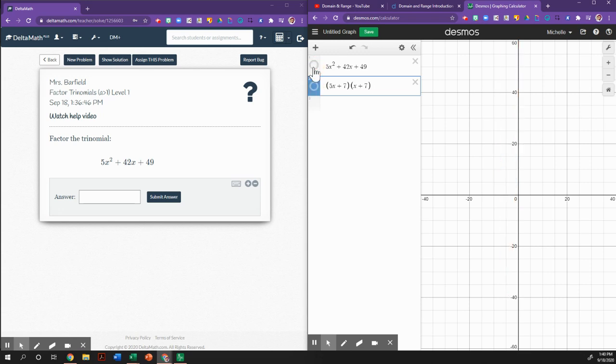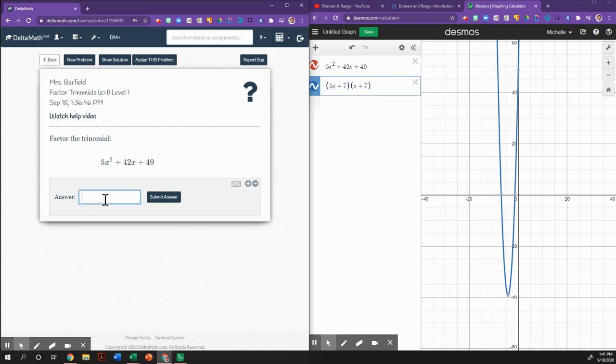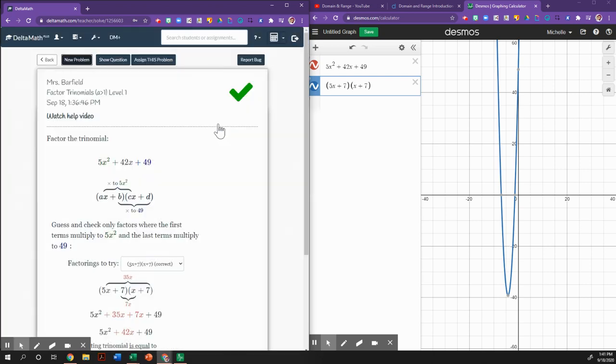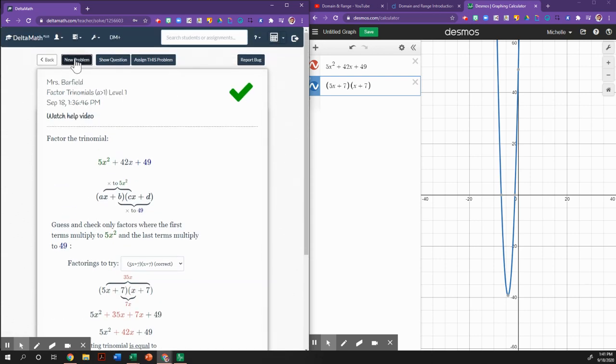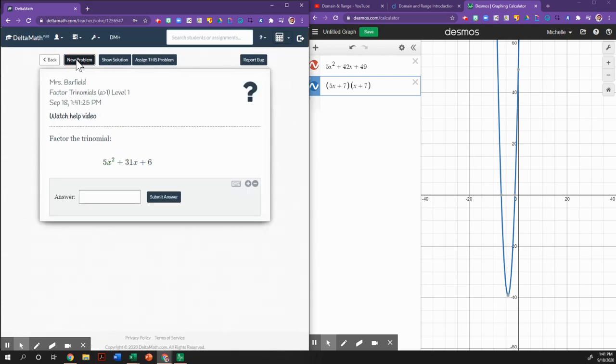Because if I click them off, there's my red one. My blue one's going to go right on top of it, which means I've drawn the same picture. So that tells me that these two are equivalent, they're equal, which means I have the correct answer. And I'm going to copy and paste that over here into Delta Math. Submit. Yes, there you go. All right, so let's do another one.